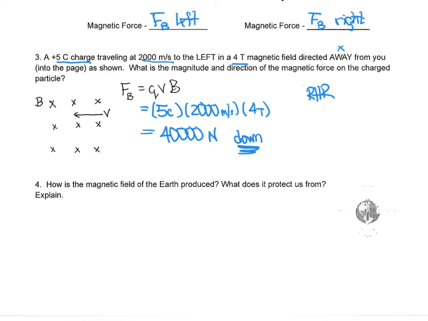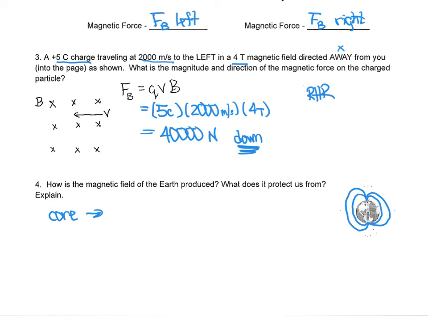All right, number 4. How is the magnetic field of the Earth produced, and what does it protect us from? So, yeah, let's draw it in, right? We have our magnetic field lines running south to north here for our Earth. And inside our Earth, this is the core, right? That's where the magnetic field's generated.